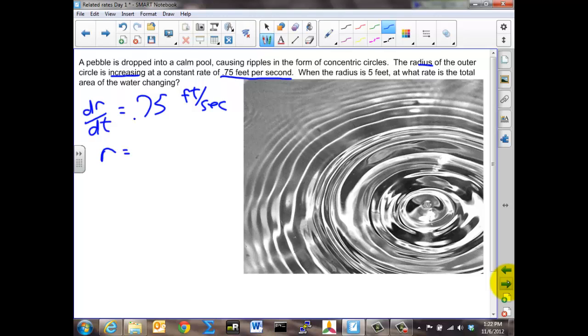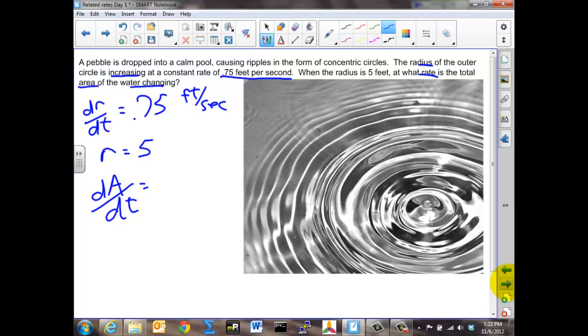When the radius is 5 feet, what does that tell us? R equals 5, right? When the radius is 5 feet, at what rate is the total area of the water changing? What is that asking for? Rate of area. At what rate is the area changing? So what does that tells us? We're looking for a derivative. Derivative of what? Rate is the total what? Area. So we're looking for a derivative of area. We're looking for the derivative of area with respect to time.